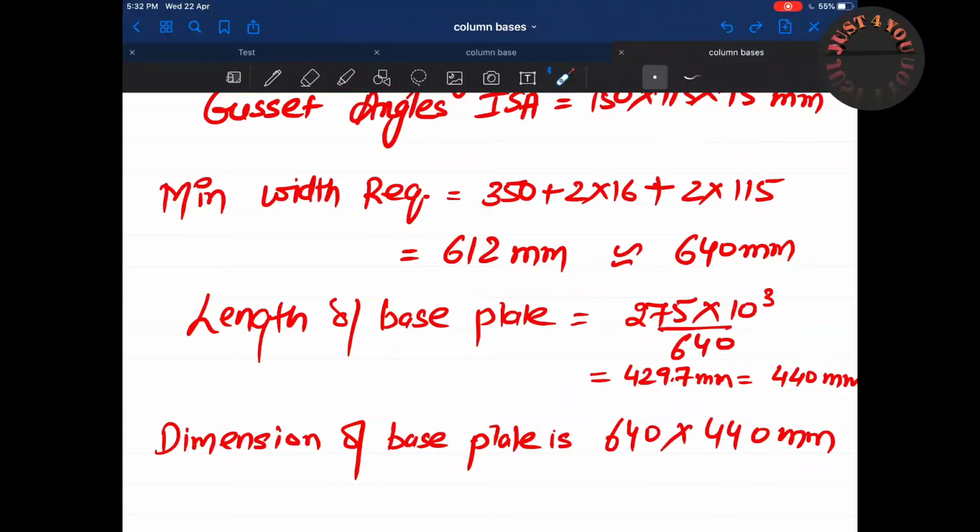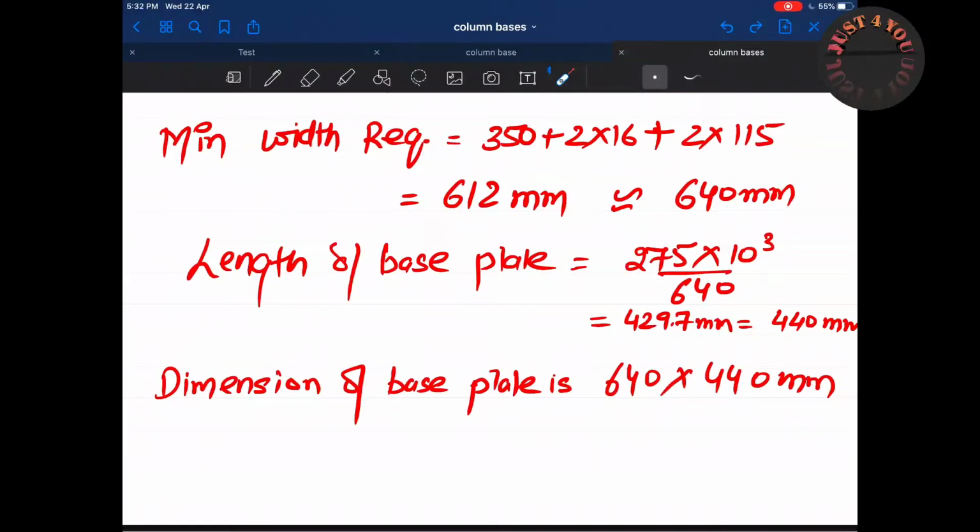Now we will calculate the width required by using the design steps. Now this is 350 plus 2 into 16 plus 2 into 115. The 350 is the length of the flange, 16 is the thickness of the plate, and 115 is the shorter leg length of the angle section. So what we get is 612 mm, and we can take it as 640 mm.